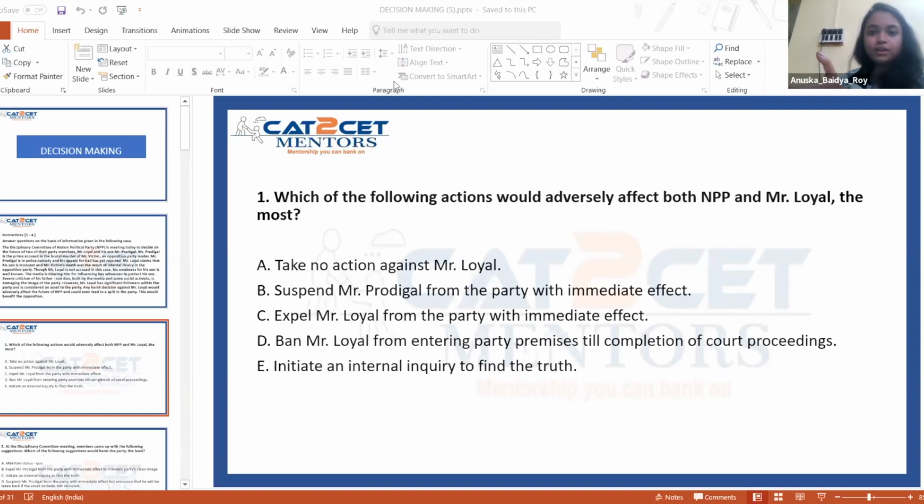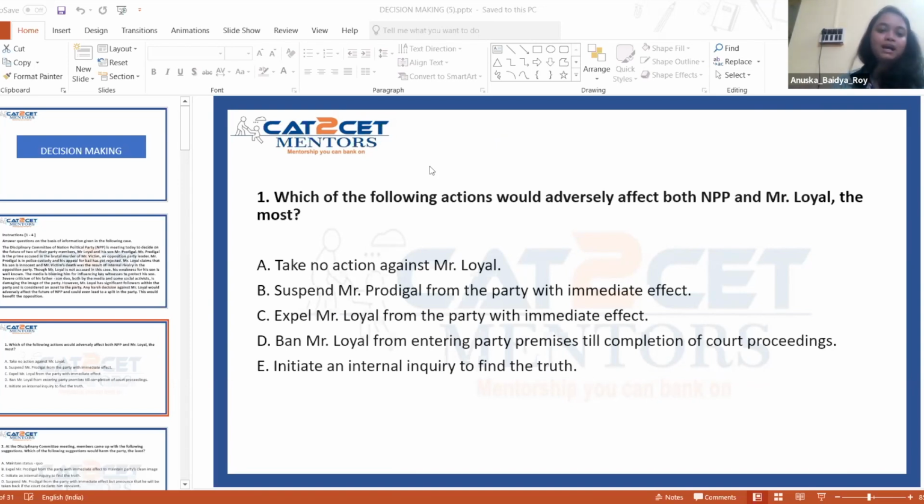So here, when they are asking which of the following actions would adversely affect both NPP and Mr. Loyal, between B and C, if you are stuck, you will choose the option that has a direct effect on Mr. Loyal and NPP, rather than an option having an indirect adverse effect on Mr. Loyal and NPP. Am I clear?